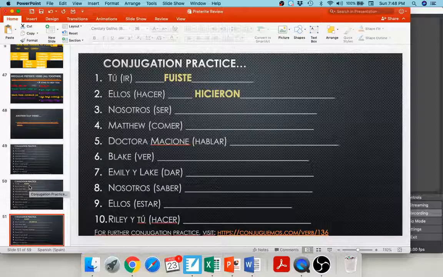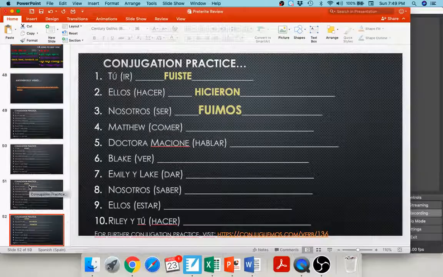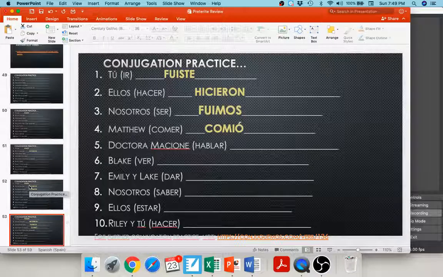Number 3, nosotros and ser. Ser is part of the fui part of our song. In the we form, we should have fuimos. Number 4 is regular. It says Matthew and comer. To say that Matthew ate, we're going to take our er off of comer, and we should add an io. So Matthew comió.